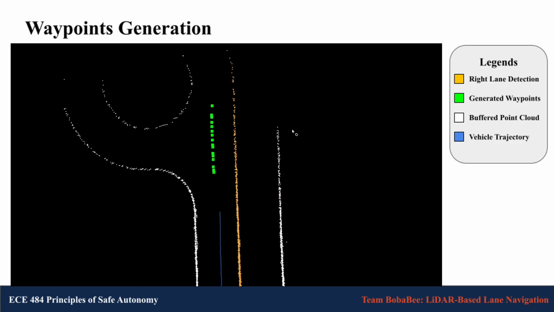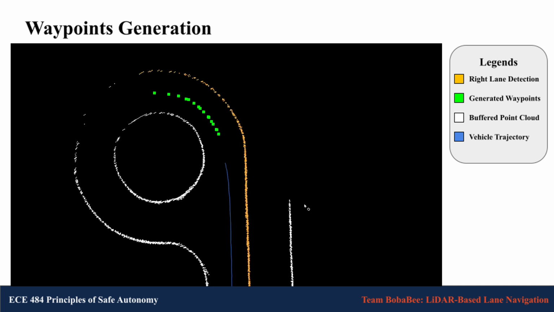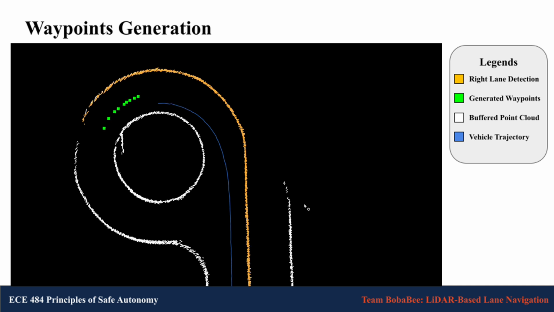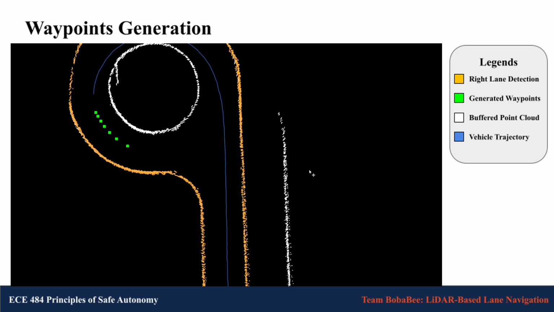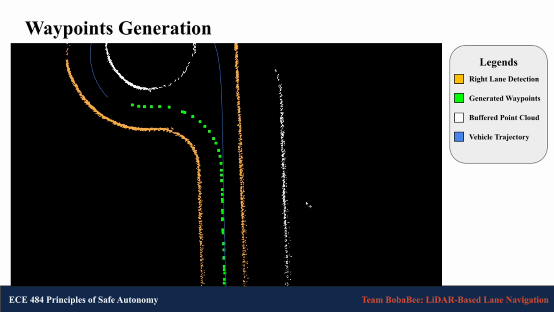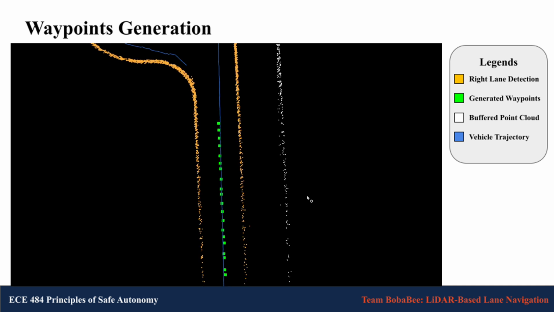As the buffer solves the problem of the blind zone, the vehicle can now locate the lanes nearby. Afterward, we pass the buffer into DBSCAN to cluster each point according to its lane. Then, the right lane points are retrieved to generate the waypoints using a window search method. As you can see, waypoints are generated in front of the vehicle to achieve real-time immediate control.